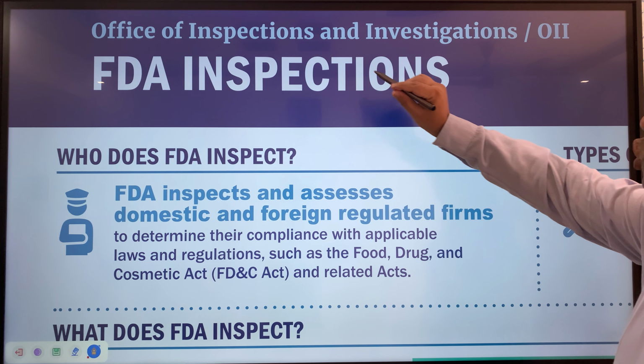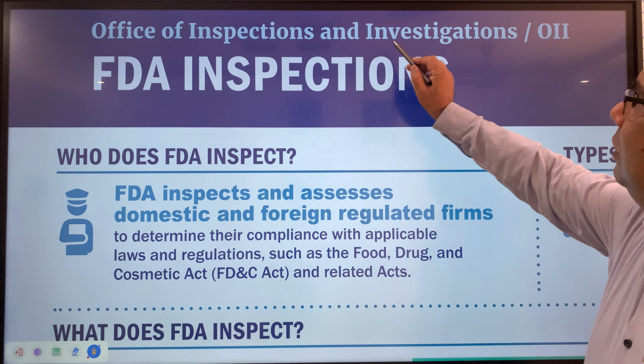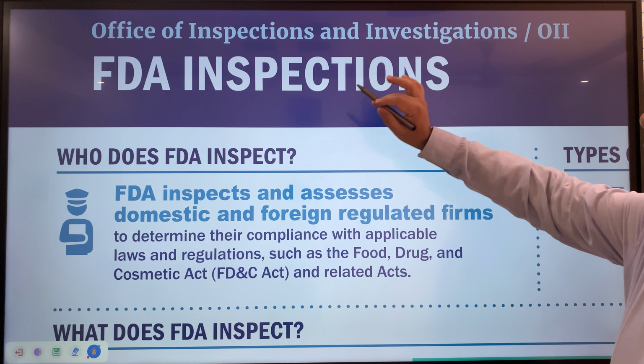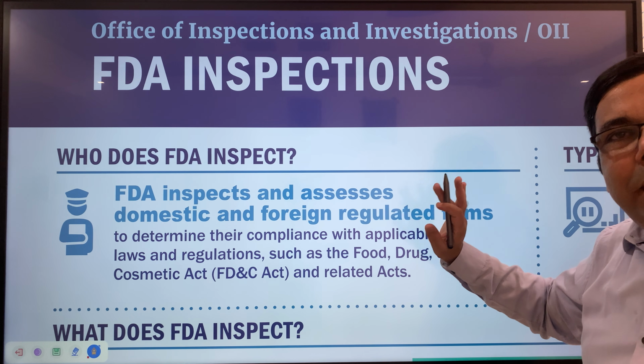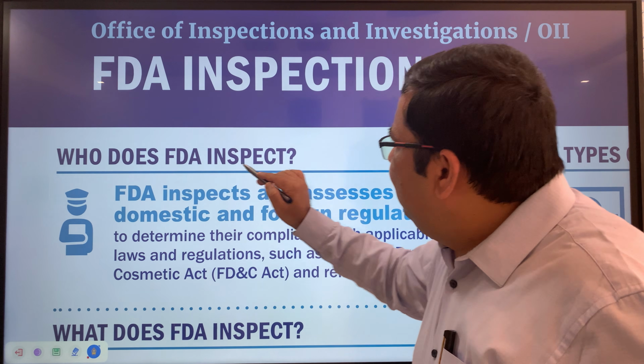So this is issued by the OII office of FDA. OII means Office of Inspections and Investigations. This office is part of the FDA. So this is issued by the FDA. That is a very clear message, right? So whom does FDA inspect?